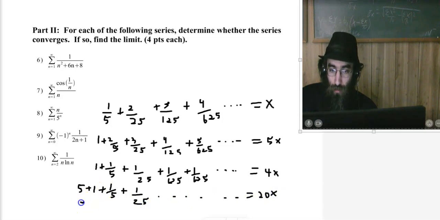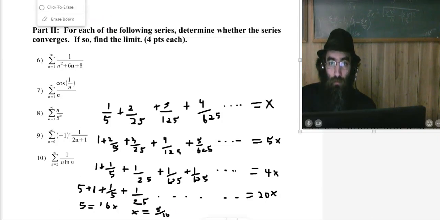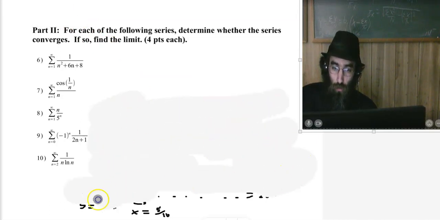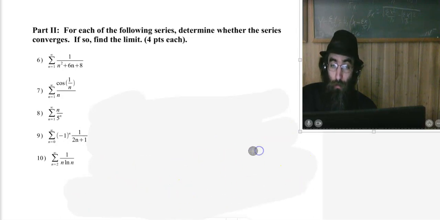Subtract again. 5 equals 16x. x equals 5 over 16. So again, it's just the two-step approach for geometric series. You do the trick you would do for geometric series, and you just do it twice.